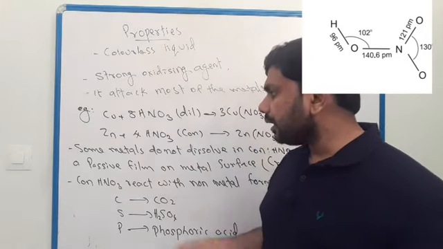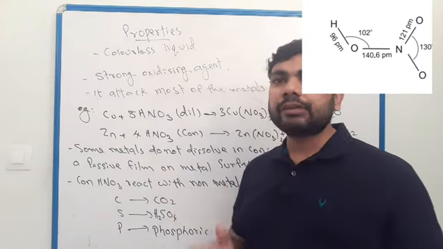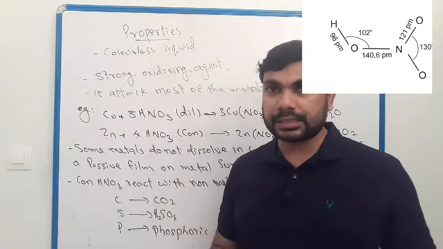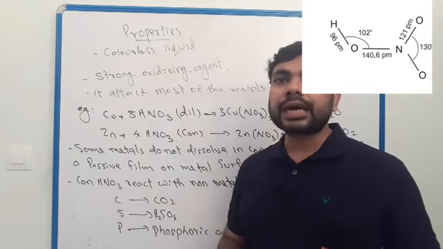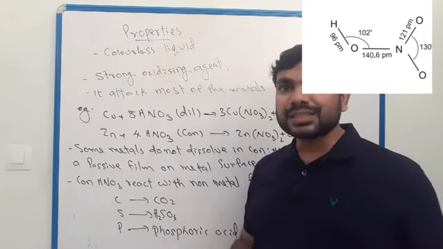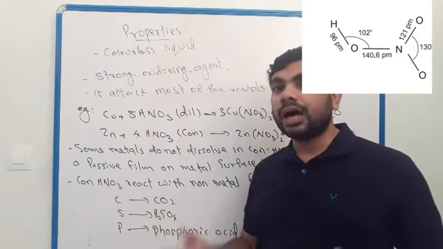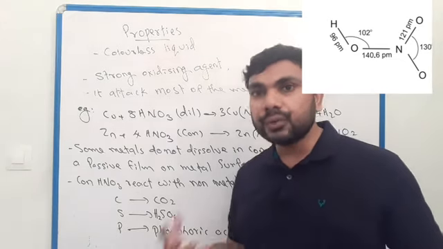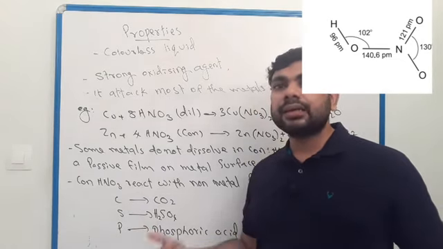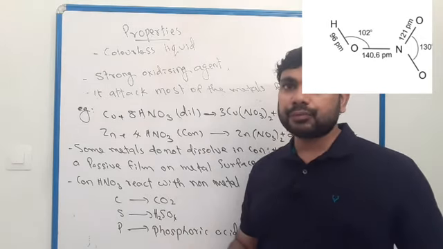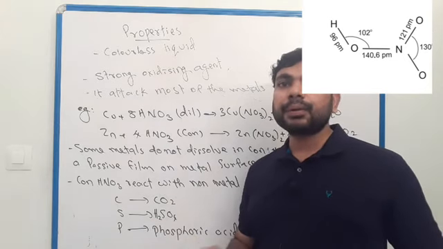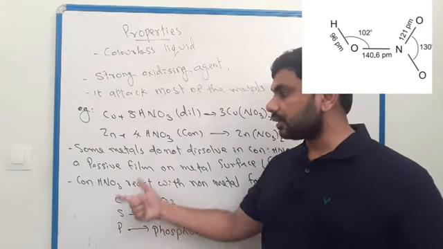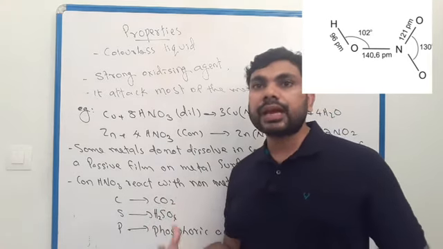Clear? Next point we have to understand: concentrated nitric acid will react with non-metals. Here we discussed concentrated nitric acid reacting with metals. Concentrated nitric acid also reacts with non-metals and forms their compounds. For example, carbon reacted with nitric acid forms carbon dioxide. Sulfur forms sulfuric acid. Phosphorus forms phosphoric acid. Also, iodine forms iodic acid. These are the different compounds formed when nitric acid reacts with non-metals.